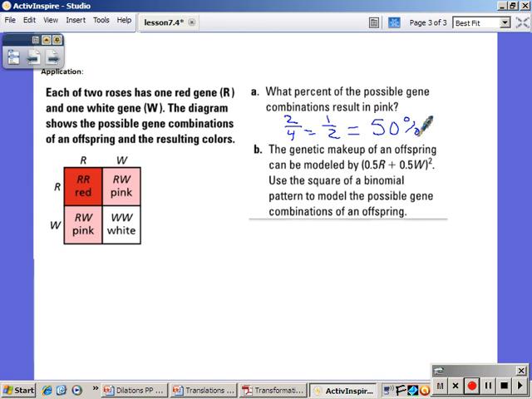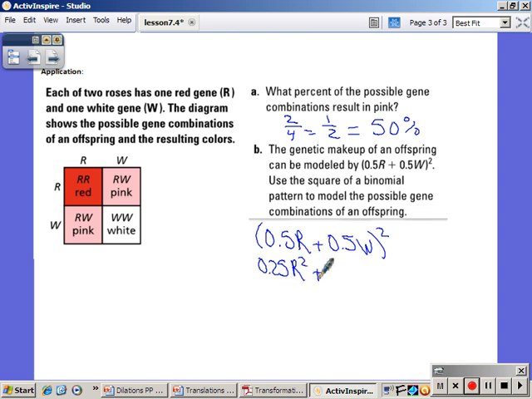Now for part B, it gives us an expression, 0.5r plus 0.5w, quantity squared, and it asks us to use the square of a binomial to model that possible gene combinations. So I have 0.5r plus 0.5w, and I want to square that quantity. Square the first term. 0.5r squared, you need to square 0.5. 0.5 squared is 0.25, and then square the variable as well.